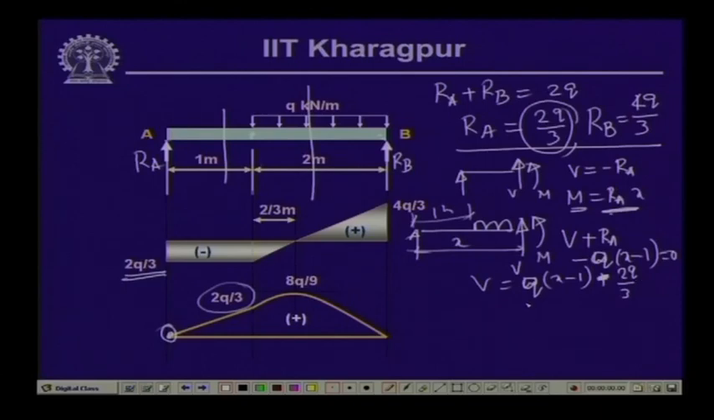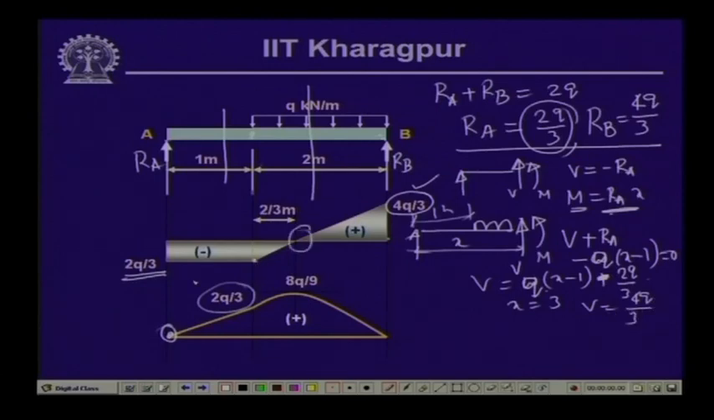Now, when x is equal to 3, then this is twice Q, and this is also twice Q by 3. So, this gives you twice Q minus twice Q by 3, which is equal to 4 Q by 3. So, here at this end V is equal to positive 4 Q by 3. Now, as you can see, at this point we had minus 2 Q by 3, at this point we have plus 4 Q by 3. When x is equal to 3, we have 2 Q minus 2 Q by 3, which is V equals 4 Q by 3. So, it changes from minus to plus.